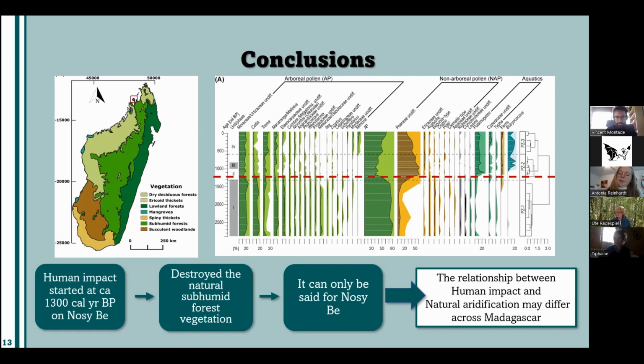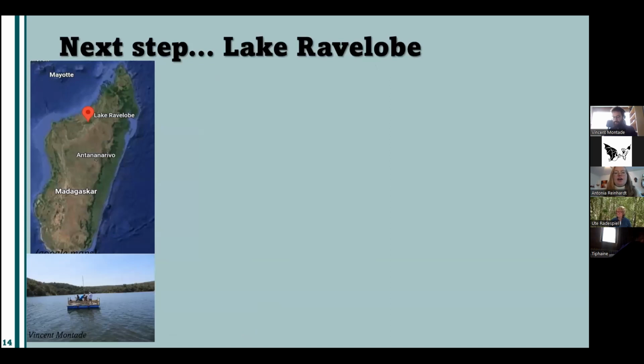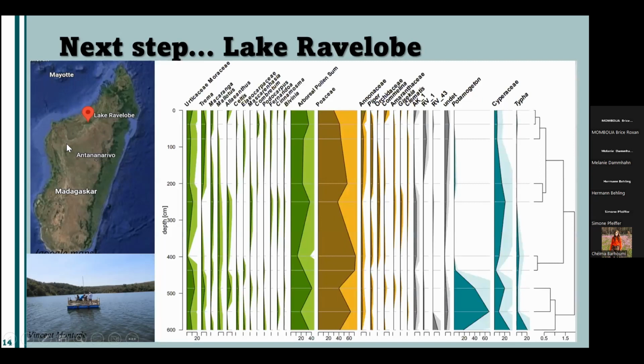And talking about more research, I would just quickly like to inform you of my next step. I'm doing right now during my master thesis, I'm analyzing a sediment core from Lake Ravelobe, which is located here. And I just got my very first results. And as you can see, it looks a little bit different. This is simply because the vegetation type which is growing there is quite different. It's not subhumid forest, it's more natural, and it's natural that Poaceae pollen occur there.